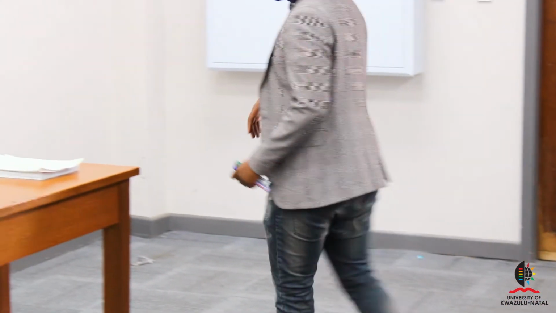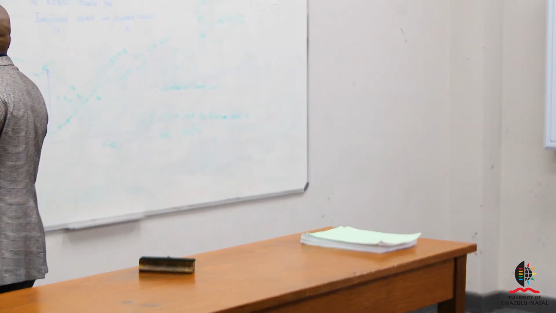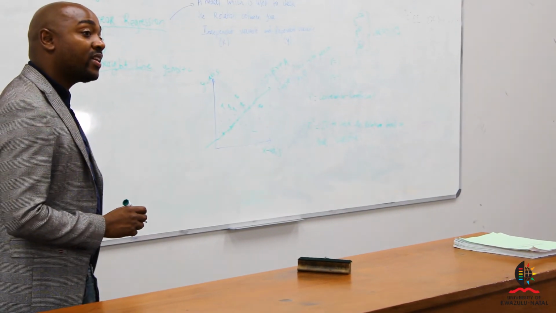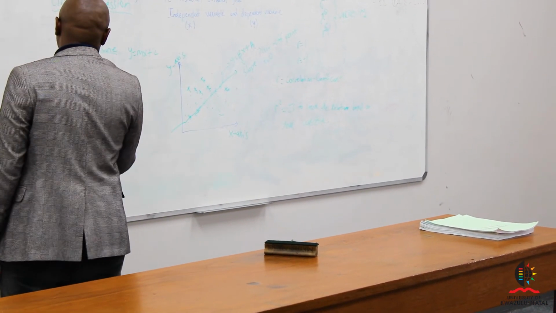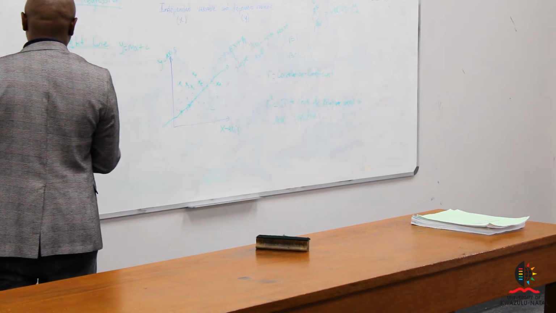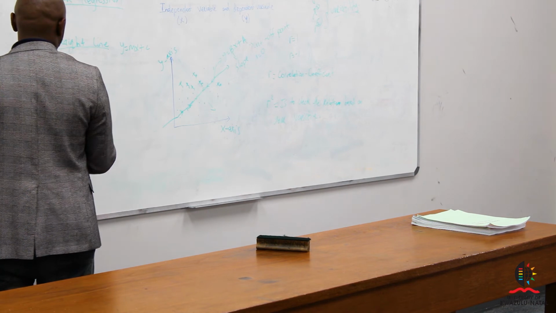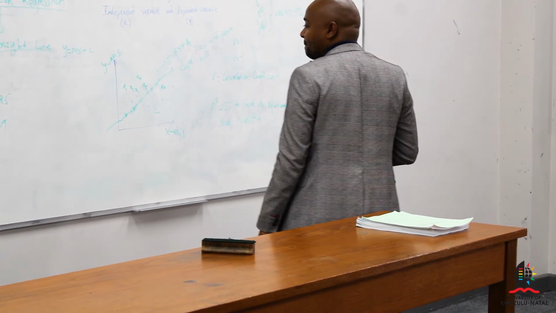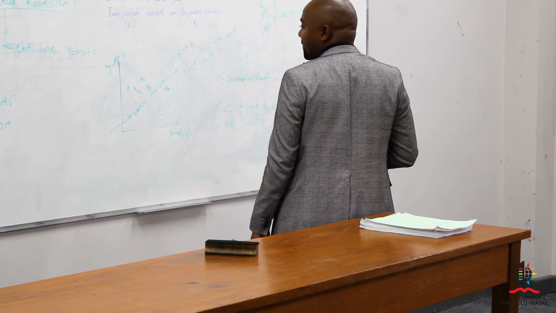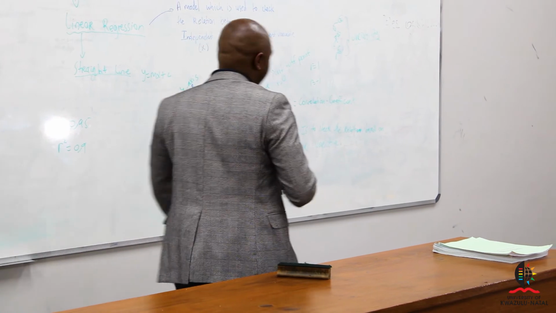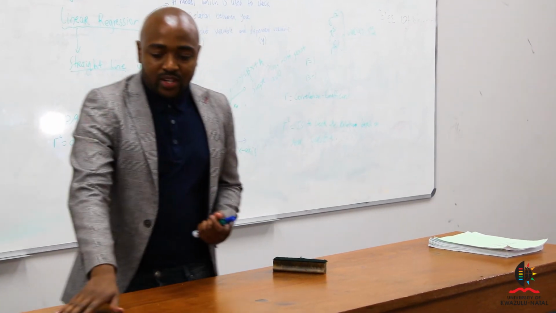So what is your R? R is equal to 0 point? 0.95, right? What is your R squared? 0.9. Okay. Then what's the correct answer then?